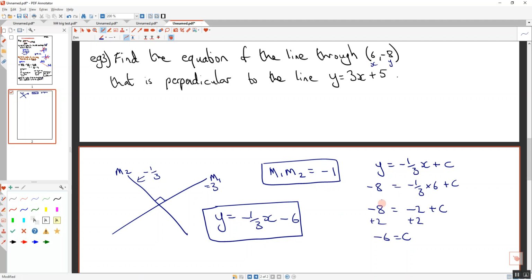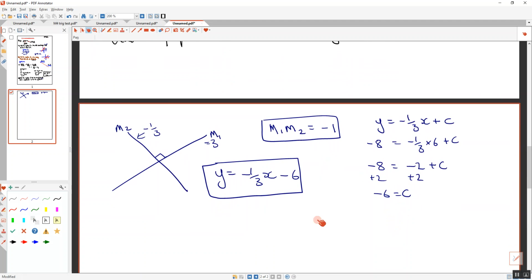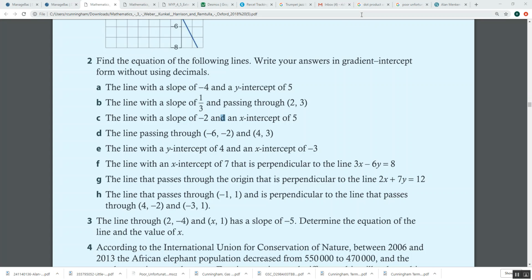Like all this stuff, you have done it. It's just a question of putting it all together. If you're told the two lines are parallel, what do you know about the gradients? The gradients are the same. Okay, so make sure you get this copied, and I'm going to put up some questions in a second. These are the questions that we're going to have a look at.